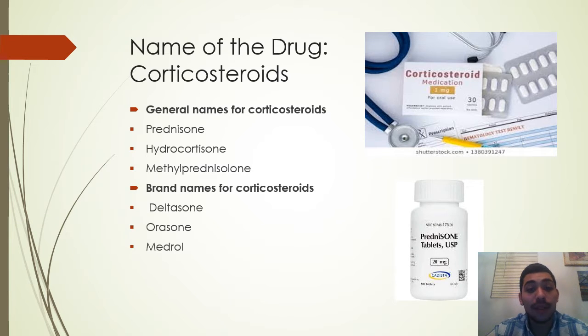Starting off, some of the general names for corticosteroids are prednisone, hydrocortisone, and methylprednisone, while some of the brand names are deltasone, orasone, and meteral. During my research, I came across dozens of different names, but these 6 names were some of the ones that popped up the most out of all of them.